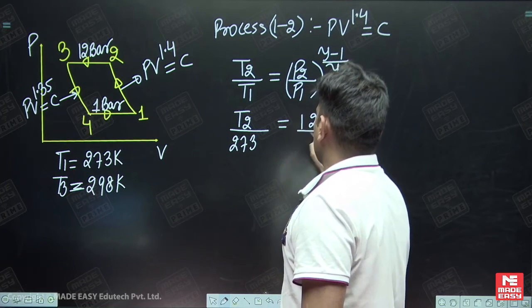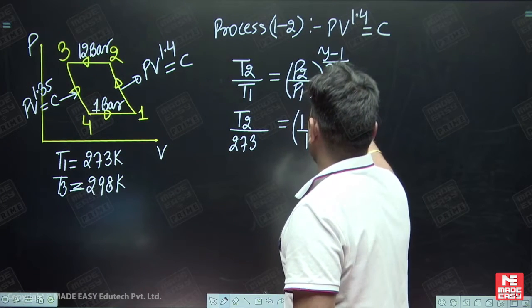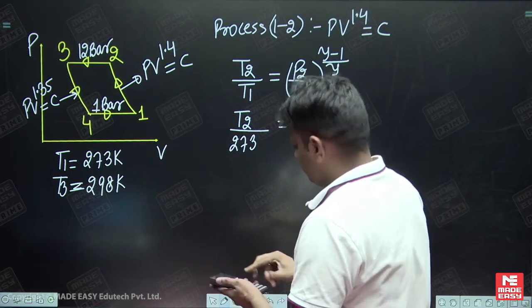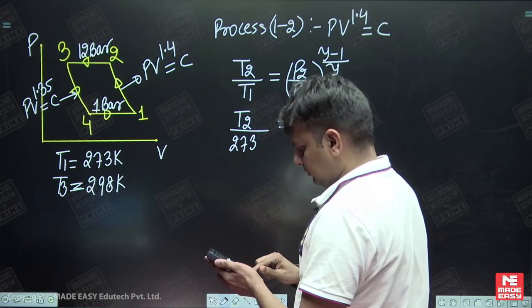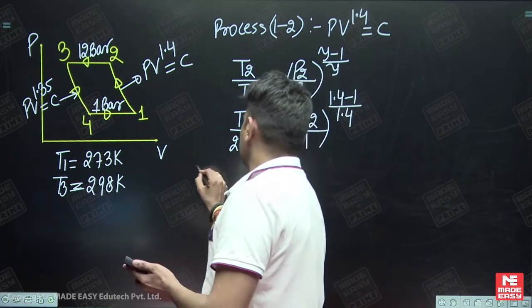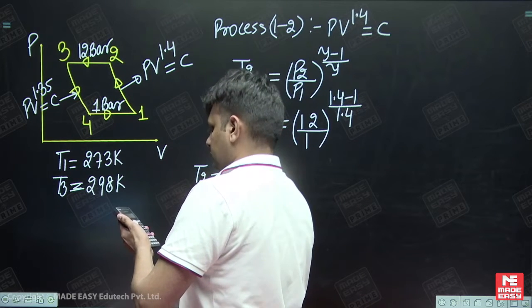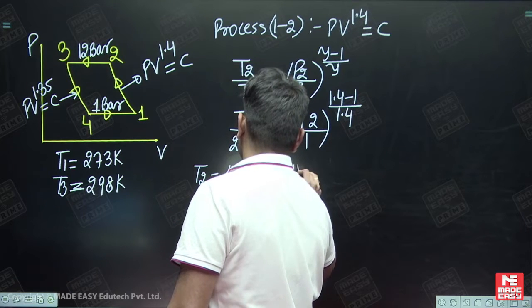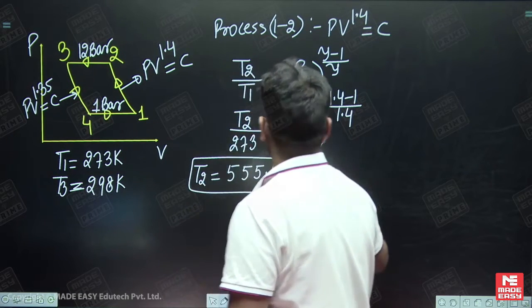So T2 upon 273 is 12 upon 1 raised to power gamma minus 1 upon gamma, that is 12 raised to power 0.4 upon 1.4, into 273. So T2 is 555.26 Kelvin.